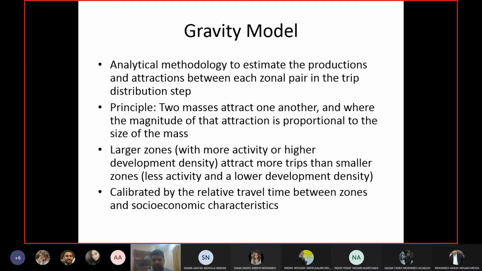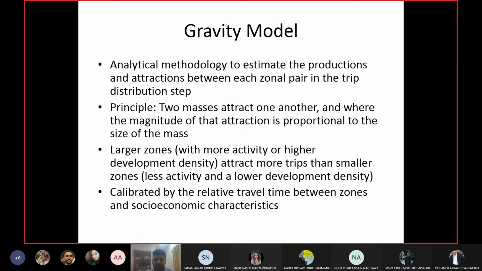Okay, so the gravity model will give you how many trips are produced from, let's say, zone A to zone B, and how many trips are attracted from zone B to zone A. A and B are general terms, and you have to apply it to each pair of zones in your study area. A pair of zones means zone 1, zone 2, this is one pair. So how many trips are produced from zone 1 to zone 2, and how many trips are attracted from zone 2 to zone 1. Produced means going out, attracted means coming in.